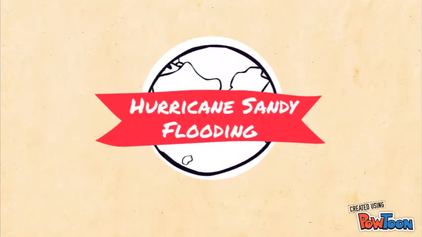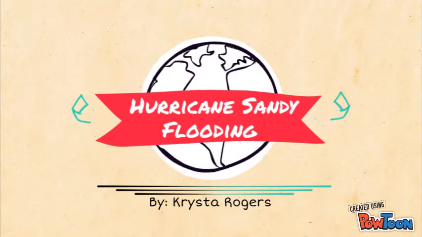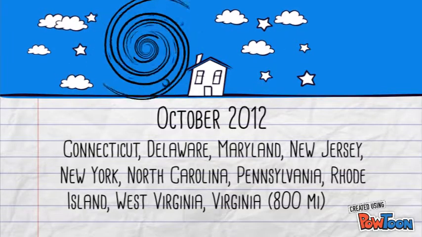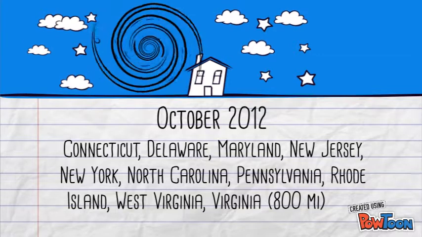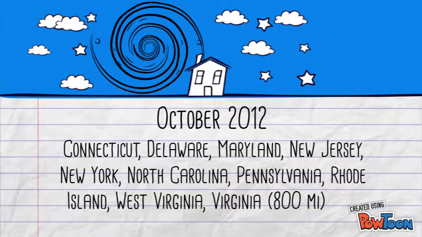Hurricane Sandy took place during the end of October in 2012. It affected different parts of Connecticut, Delaware, Maryland, New Jersey, New York, North Carolina, Pennsylvania, Rhode Island, West Virginia, and Virginia, a total area of roughly 800 miles. The flooding most directly affected the coasts of these states.